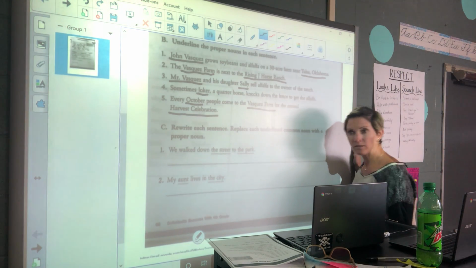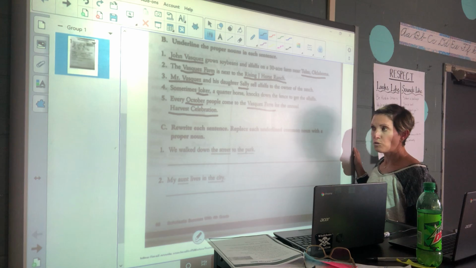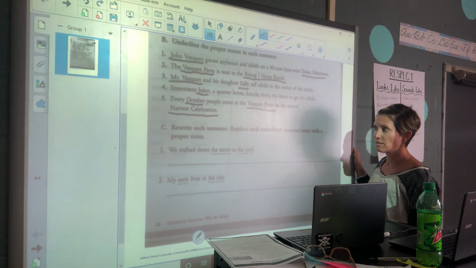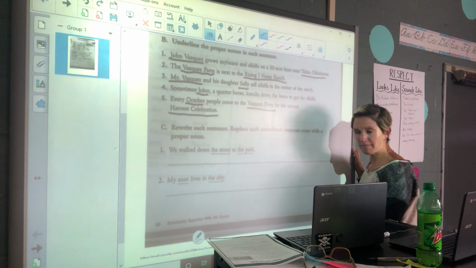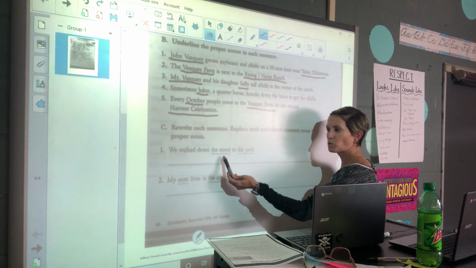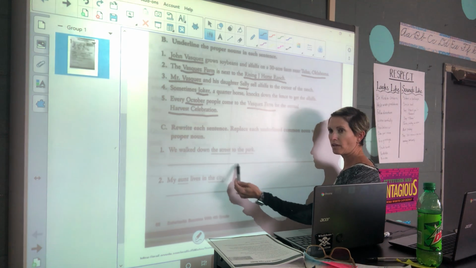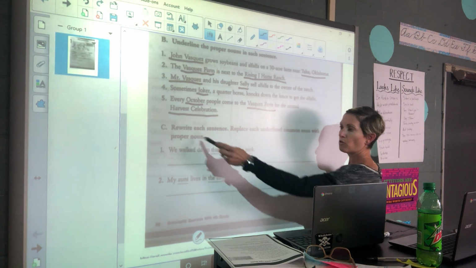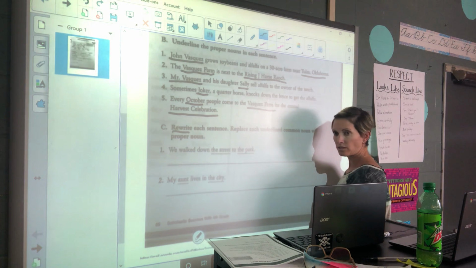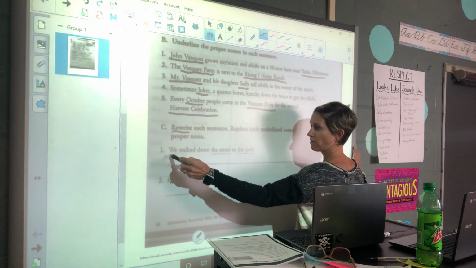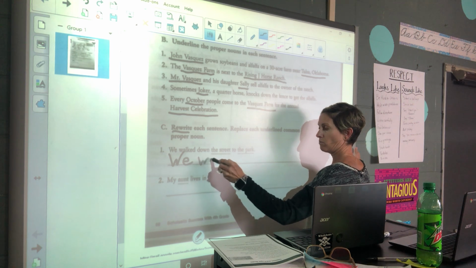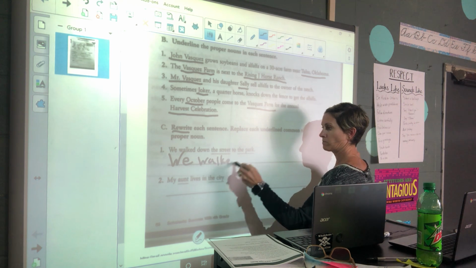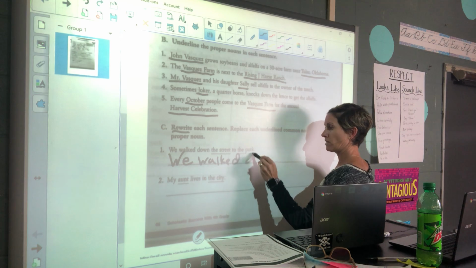Okay, so then here it says, rewrite each sentence. Replace the underlined common noun with a proper noun. So when you have something like this, guys, a lot of kids just want to write the word for the underline. It says to rewrite. Okay, so we're going to rewrite it. We're going to start with a capital W for we. We walked down.